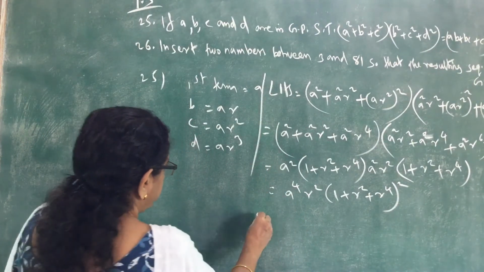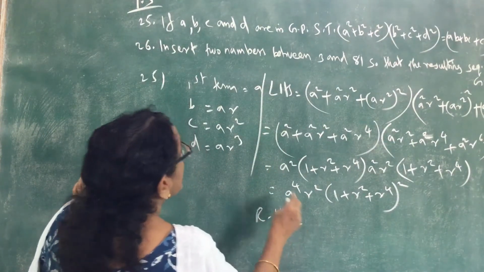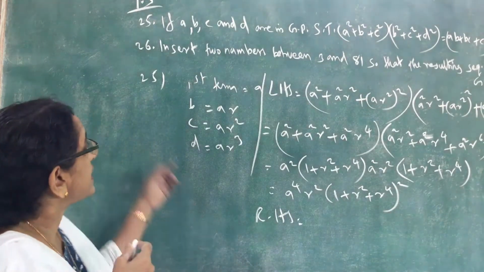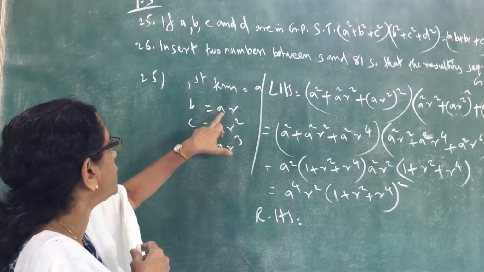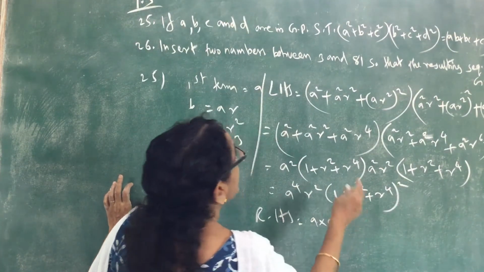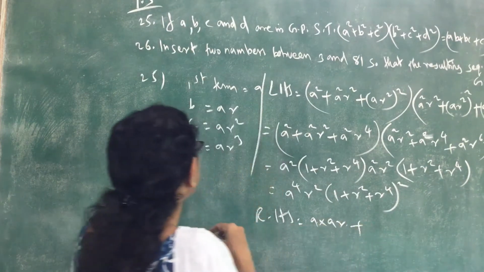What is RHS? RHS equals AB plus BC plus CD whole square. AB, what is AB? A into B, A into AR. AB plus BC. What is BC?